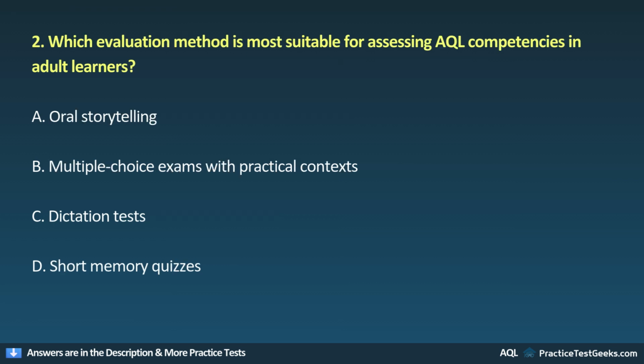2. Which evaluation method is most suitable for assessing AQL competencies in adult learners? A. Oral storytelling. B. Multiple choice exams with practical contexts. C. Dictation tests. D. Short memory quizzes.